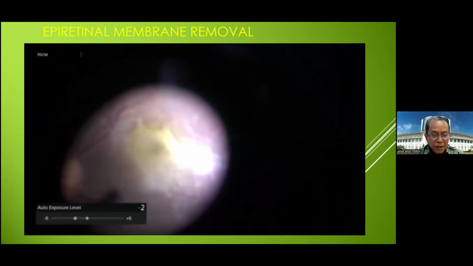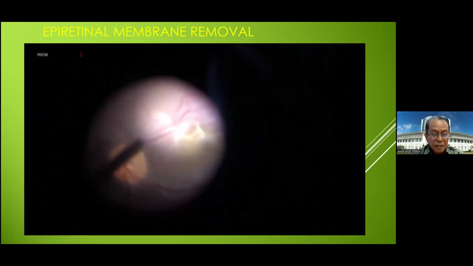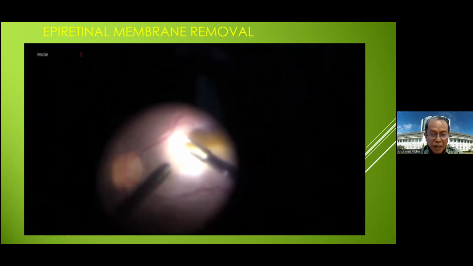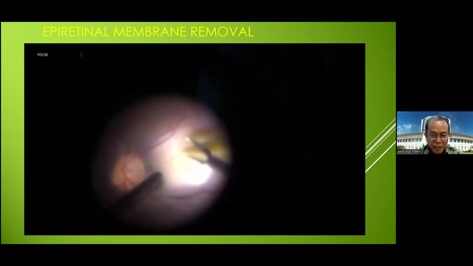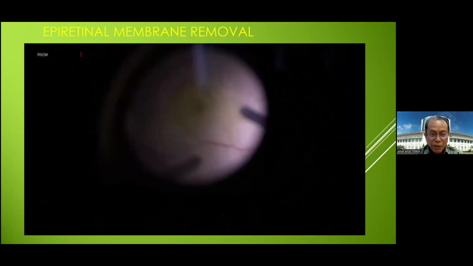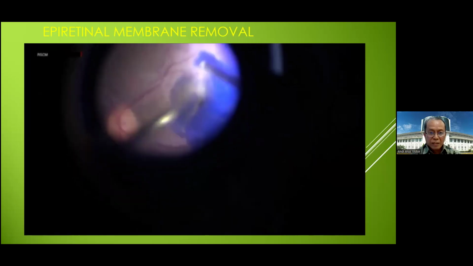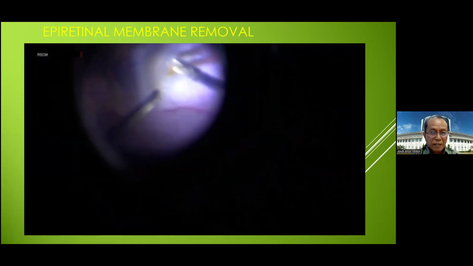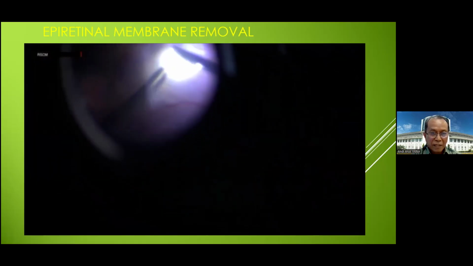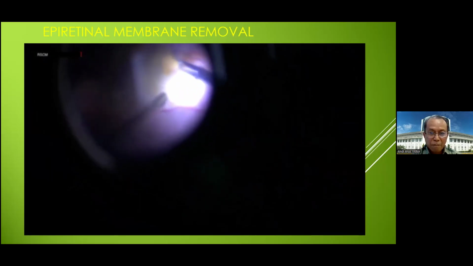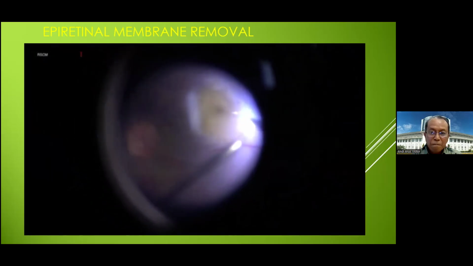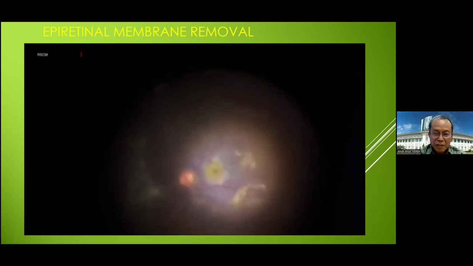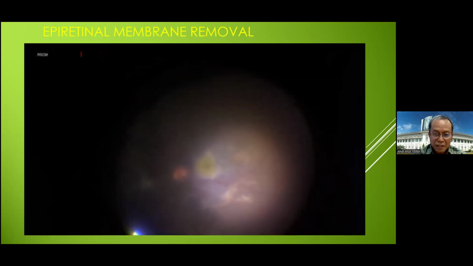After that, he did membrane removal of the dense membrane, then staining of the macular area, and he did ILM peeling. Because of the retinal detachment, he put silicone oil inside.